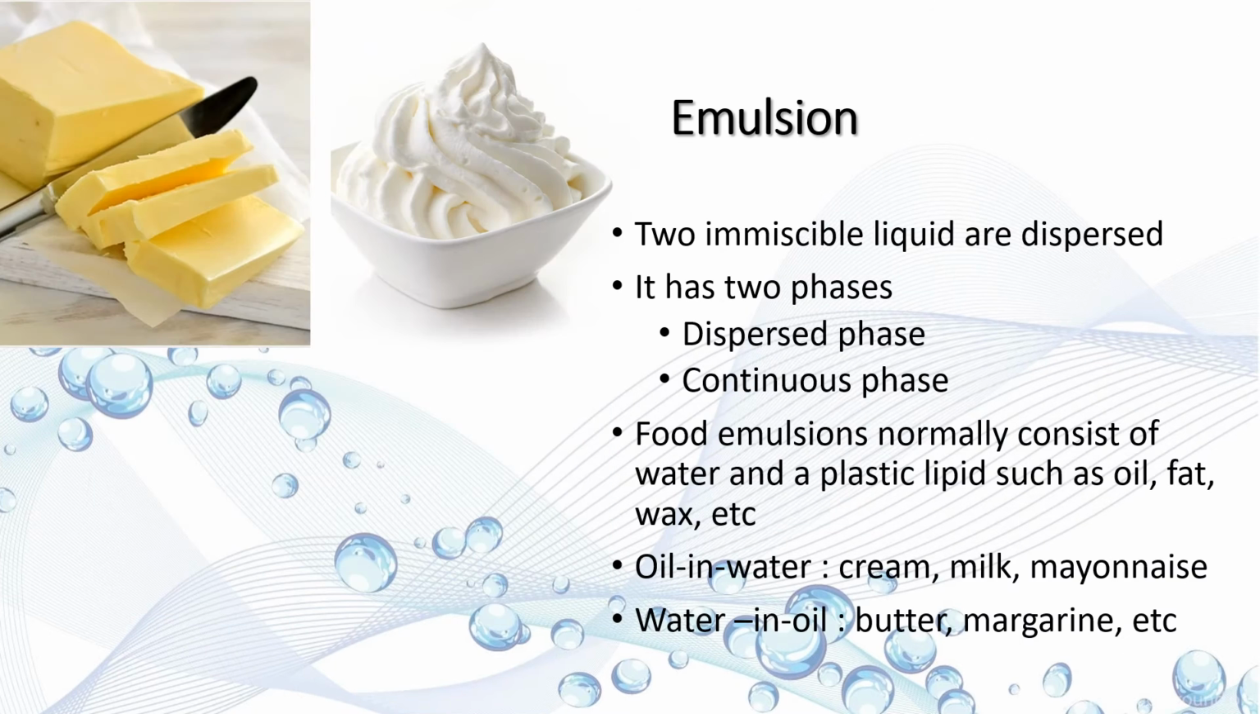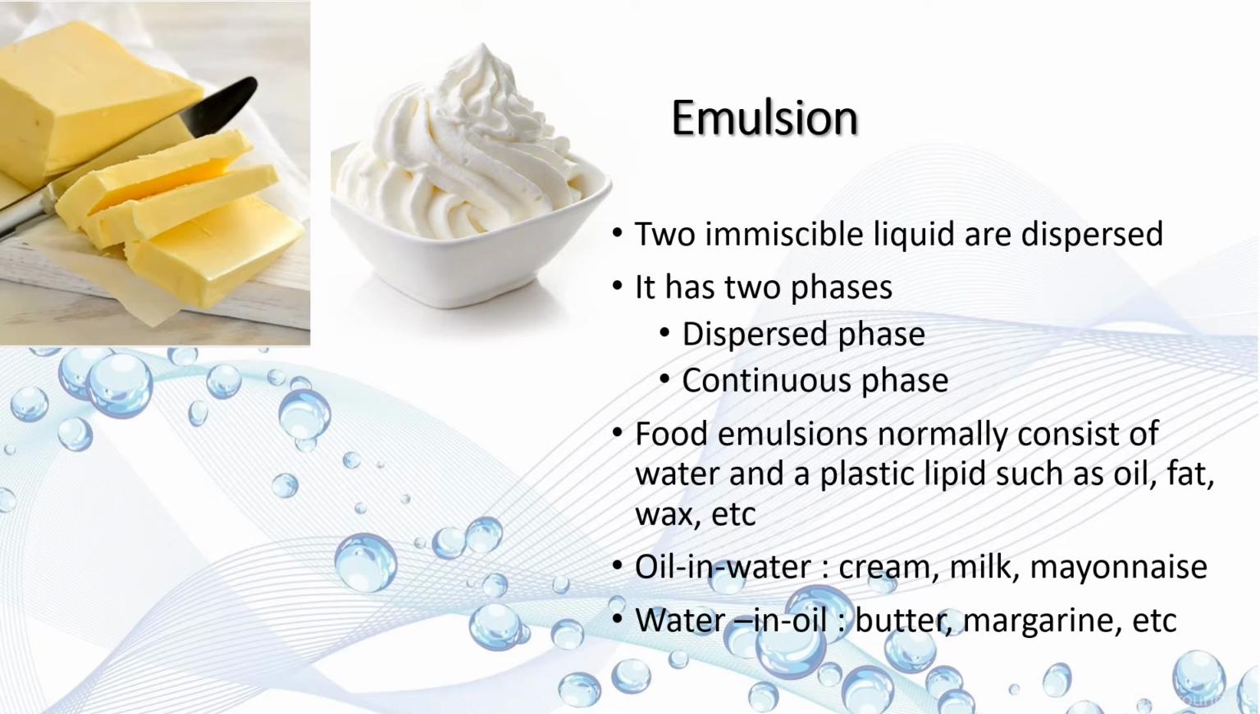Emulsions are two immiscible liquids that are dispersed into each other. Immiscible means that the liquids cannot be mixed together. So by now we know that emulsions are created by physical forces. They also have two phases, the dispersed phase and the continuous phase.